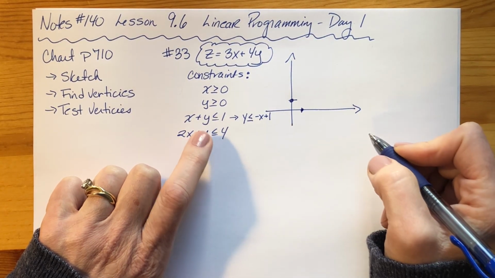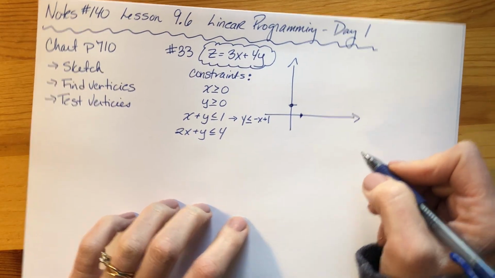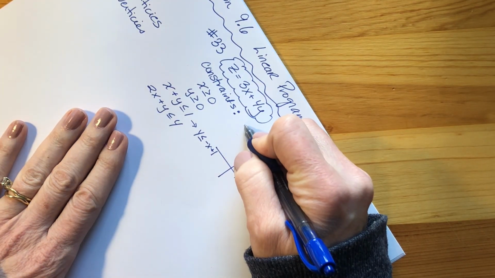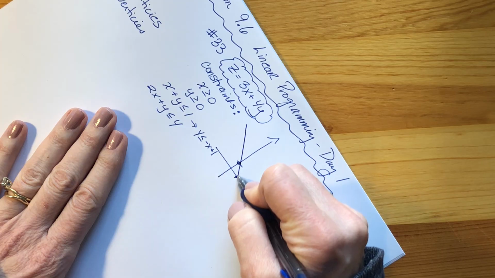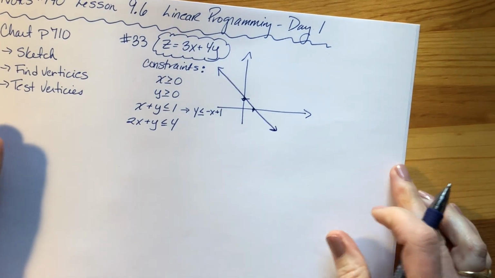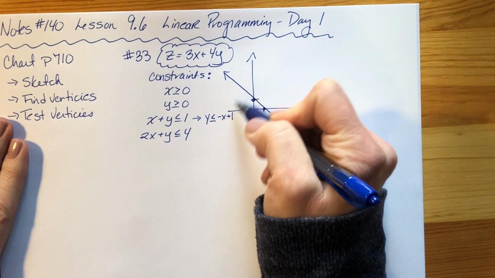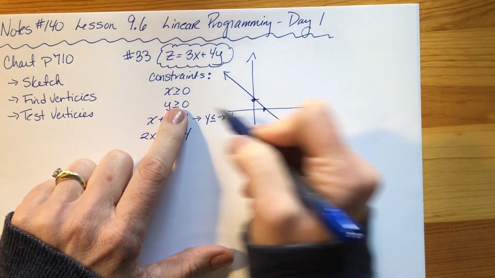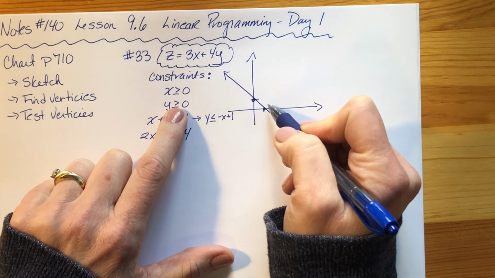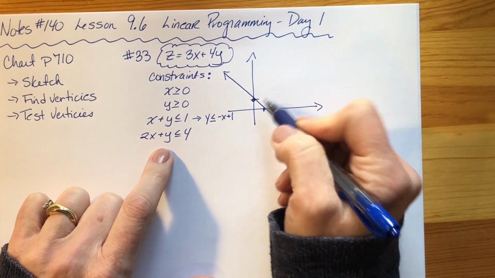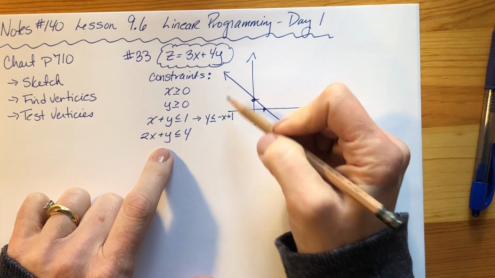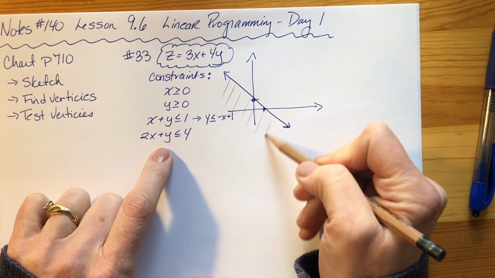And I'm going to draw a line. I don't have a ruler with me, so a solid line. Pretend that it's a straight line. And I want it to be less than, so I'm going to shade below.